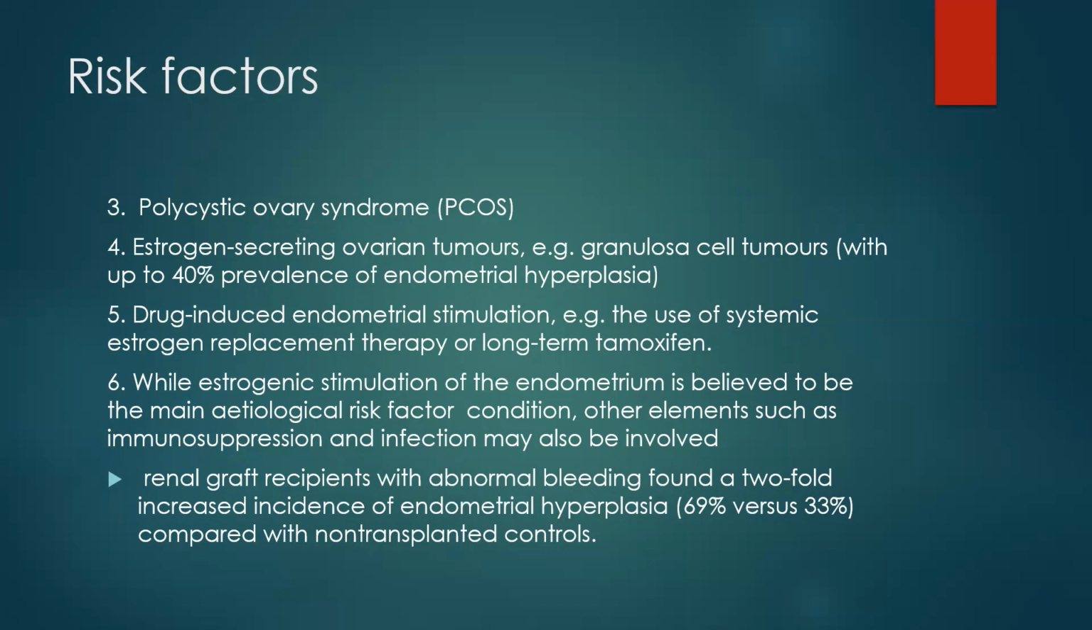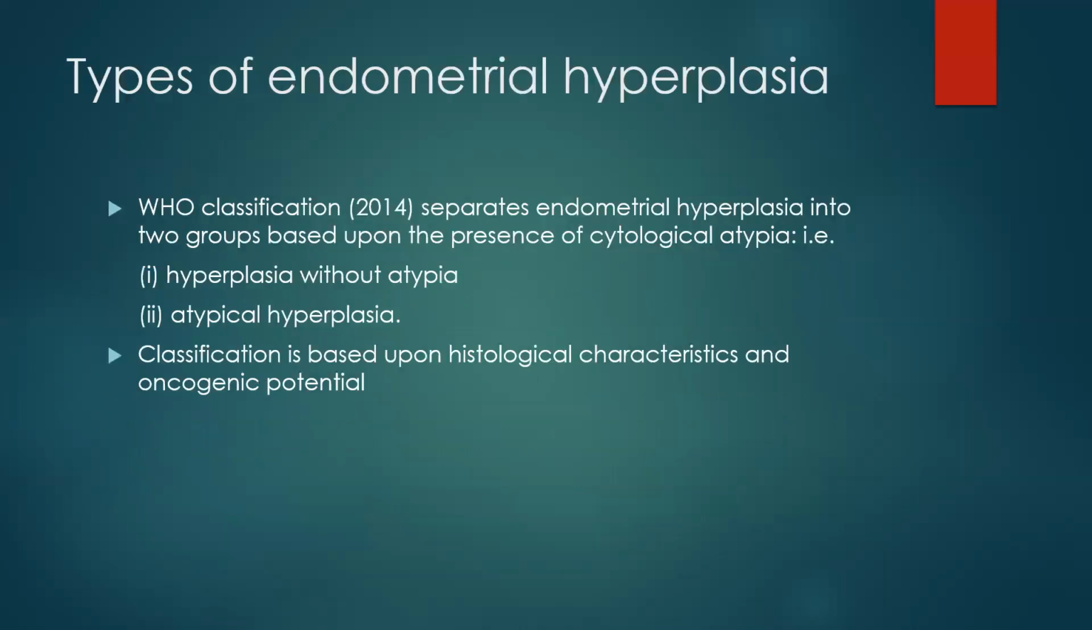But immunosuppression and infections may also be involved, because it has been seen that renal graft recipients with abnormal bleeding had a twofold increased incidence of endometrial hyperplasia, 69% versus 33%, compared with non-transplanted controls. So immunosuppression also has a role in the development of endometrial hyperplasia.